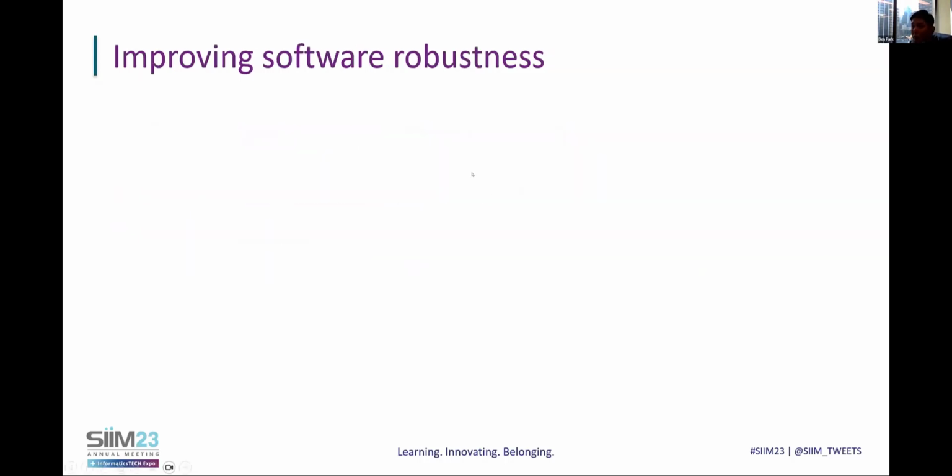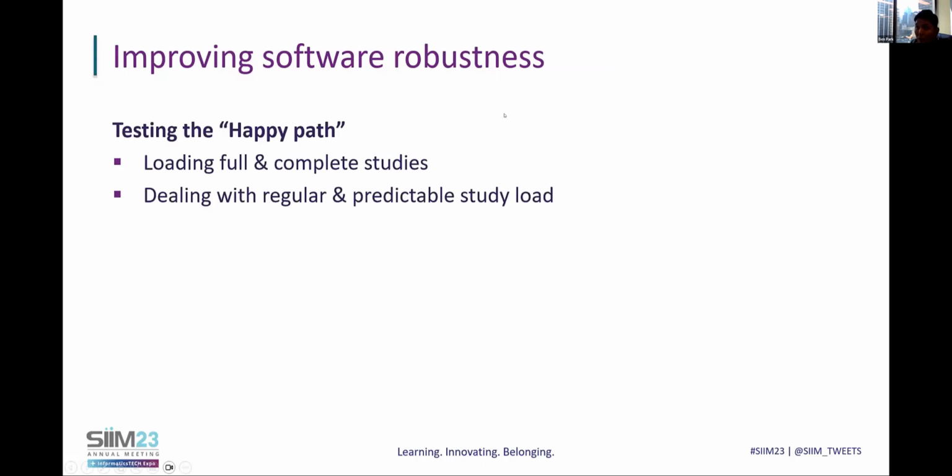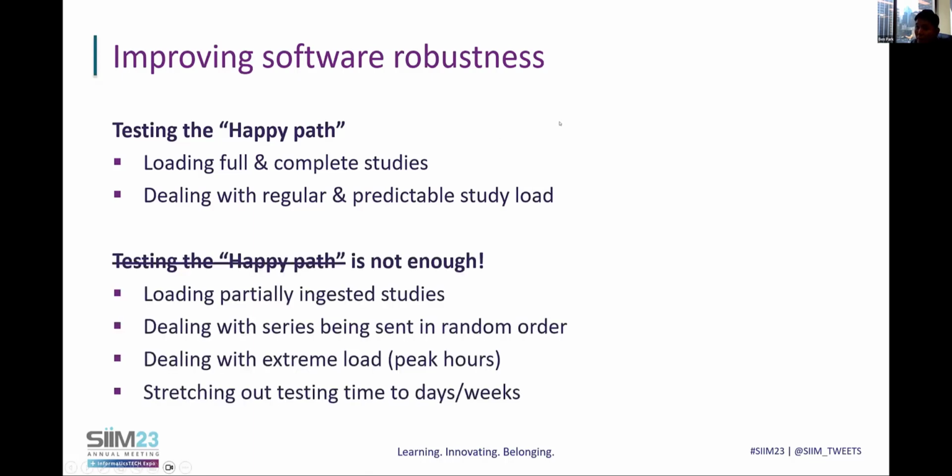To improve software robustness, what we do now is normally test the happy path. We deal with full, complete studies. We import the study and make sure all the values are correct as per our test data results. For performance, we deal with regular, predictable study load in a specific order, but that has limitations, so we think it's not enough.